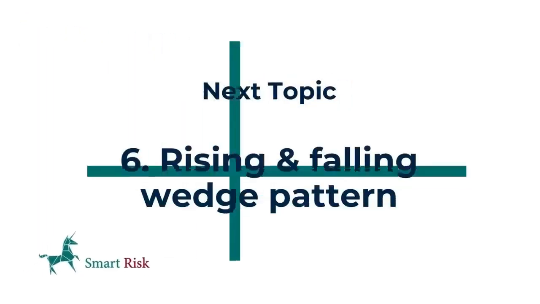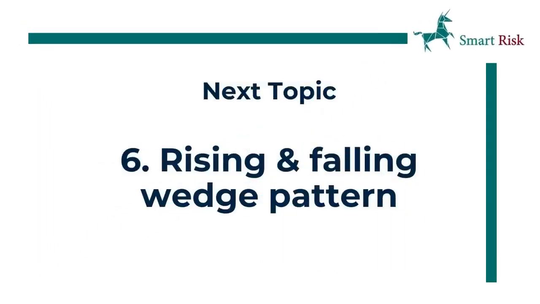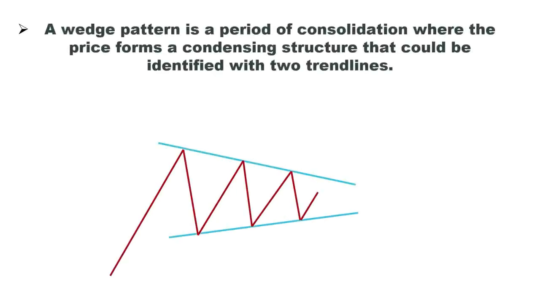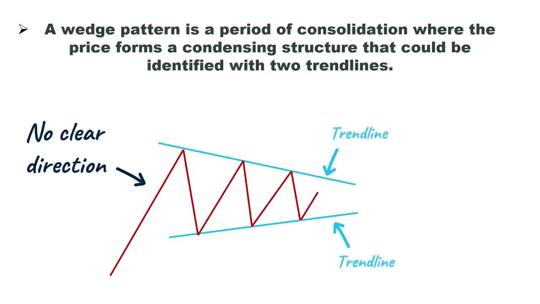Number 5. Rising and falling wedge pattern. A wedge pattern is a period of consolidation where the price forms a condensing structure that could be identified with 2 trend lines. Now what does it tell us about the market participants? It shows us that the market does not have a clear direction, and buyers and sellers are fighting to take control. That's why breaking above or below the trend lines shows which side has taken control.